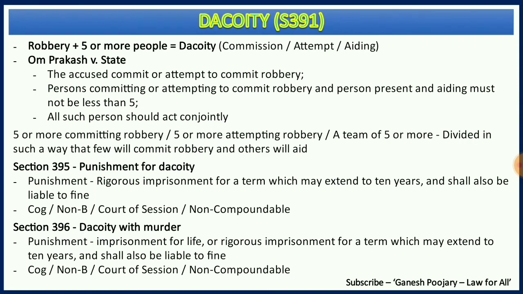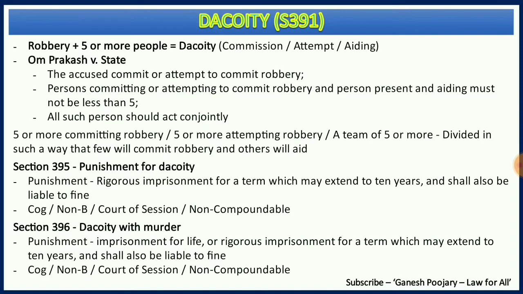While section 390 defines what is robbery, section 391 defines what is dacoity. If a robbery is conducted by 5 or more people, then it is dacoity. So basically, there is robbery which is either committed, attempted or aided by 5 or more people. In that case, that will be called dacoity.